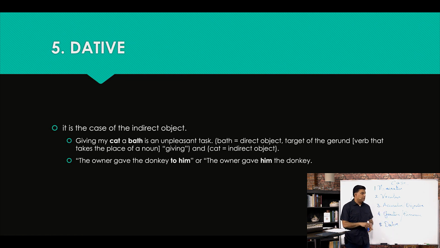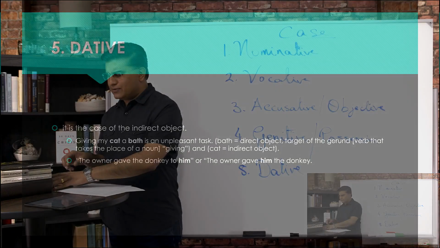One more example, just to clarify the dative. The owner gave the donkey to him. Or the owner gave him the donkey. In both cases, to him or him, dative. To and for something, the indirect object, is in the dative case. So hopefully that gives you a brush up.